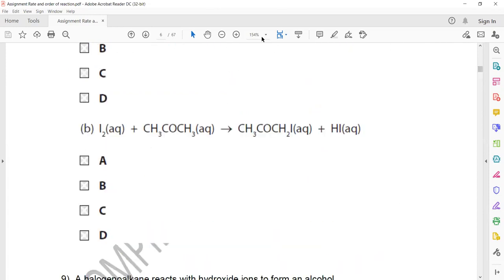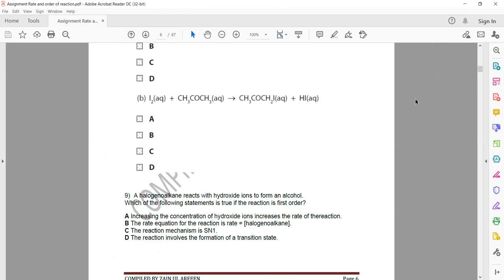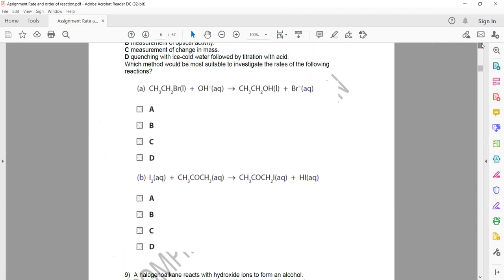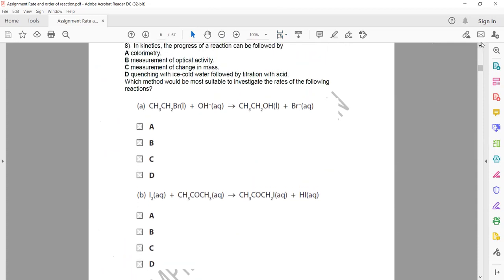Then iodine reacts with propanol to form hydrogen iodide in aqueous solution. Which technique is suitable here? A, B, C, or D? Colorimetry again. Yes, because iodine is in the aqueous state, which is colored, but there is no other colored product. So A will be the right answer.